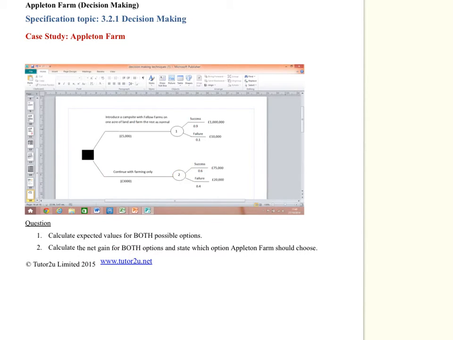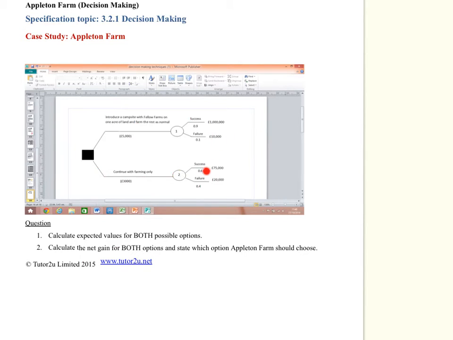Remember that these are expressed as a probability, so they must add up to 1. So we've got 0.9 and 0.1, which adds up to 1. 0.9 obviously standing for 90% chance, 0.1 standing for 10% chance. Same with the one below, we've got 0.6 and 0.4, which is obviously a 60% chance of success, a 40% chance of failure.